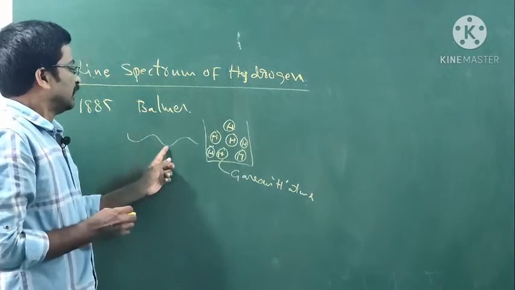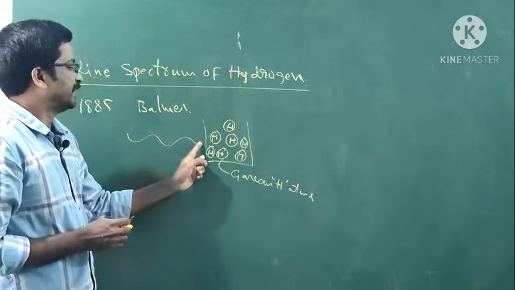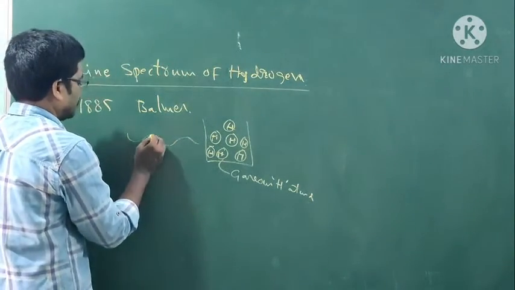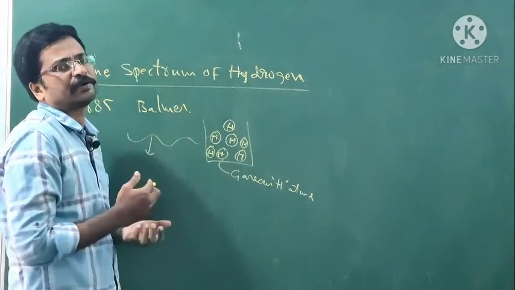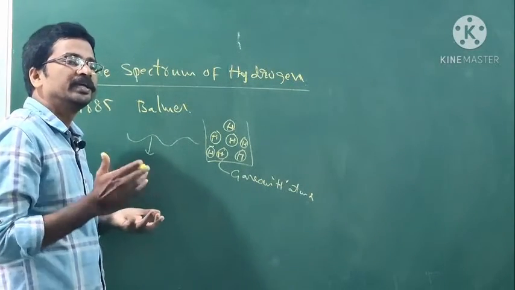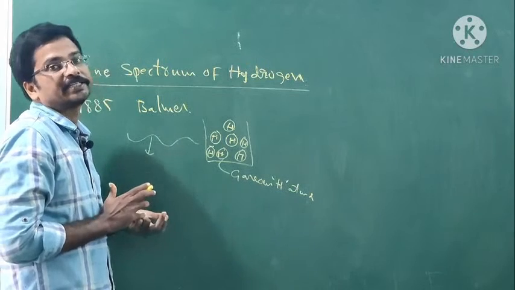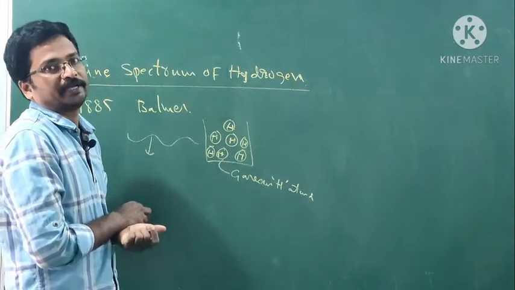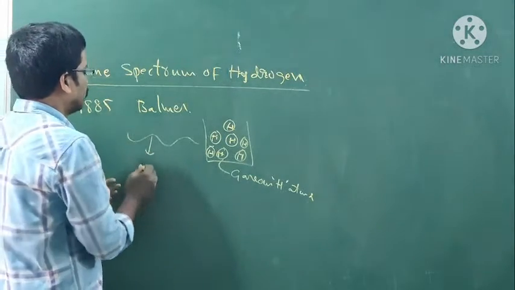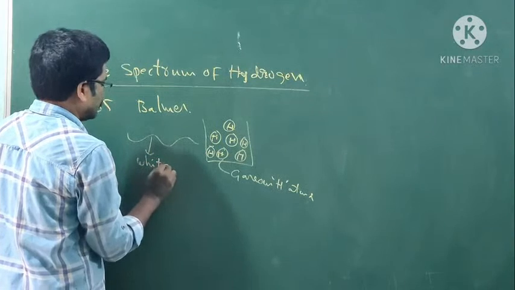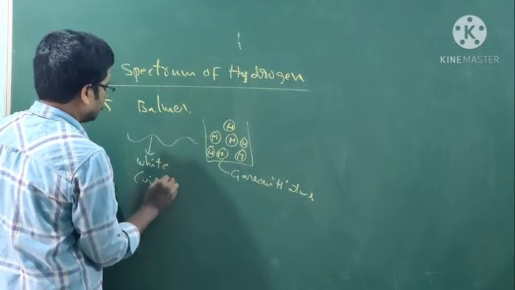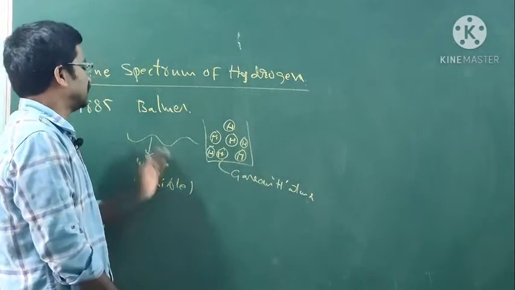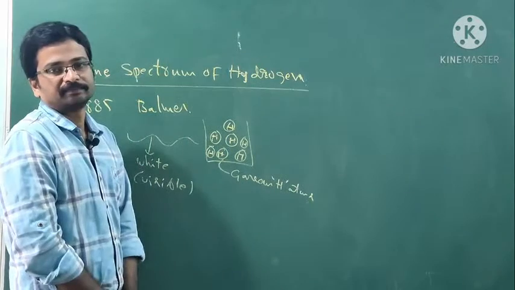He passed the electromagnetic radiation, mainly white light. Various electromagnetic radiations exist: UV radiation is also electromagnetic radiation, IR radiation is also electromagnetic radiation, and visible radiation is also electromagnetic radiation. He takes only white light, which means visible radiation.